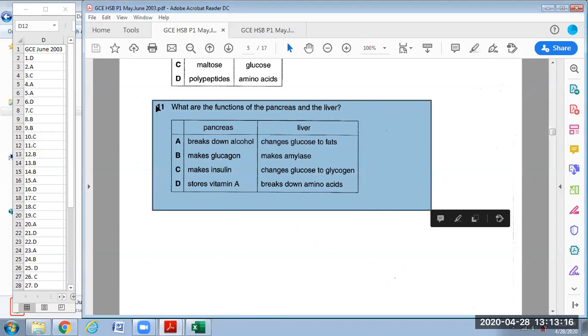What are the functions of the pancreas and the liver? The answer will be 11. For 11, C. So the pancreas makes insulin, and insulin changes glucose to glycogen, which is stored in the liver.